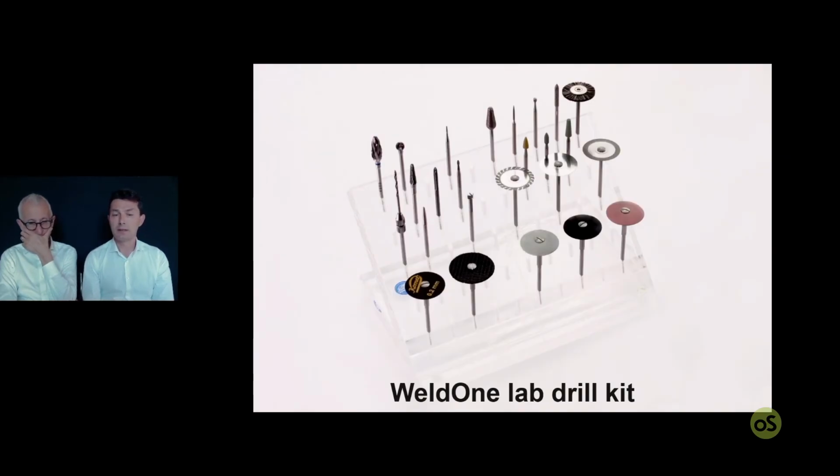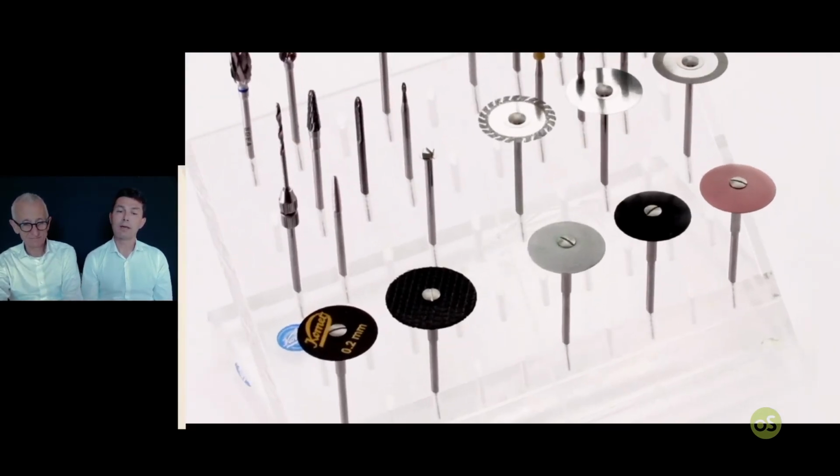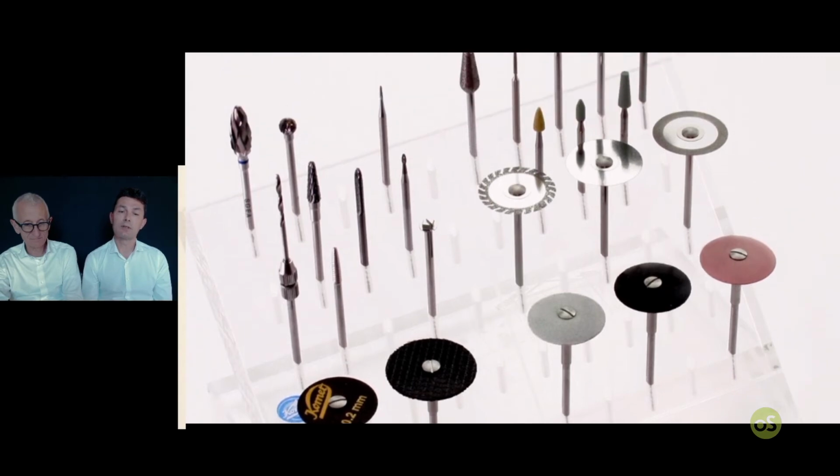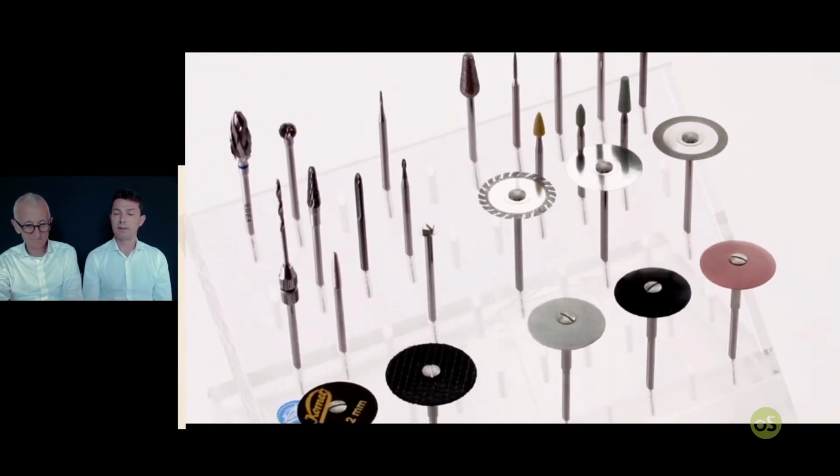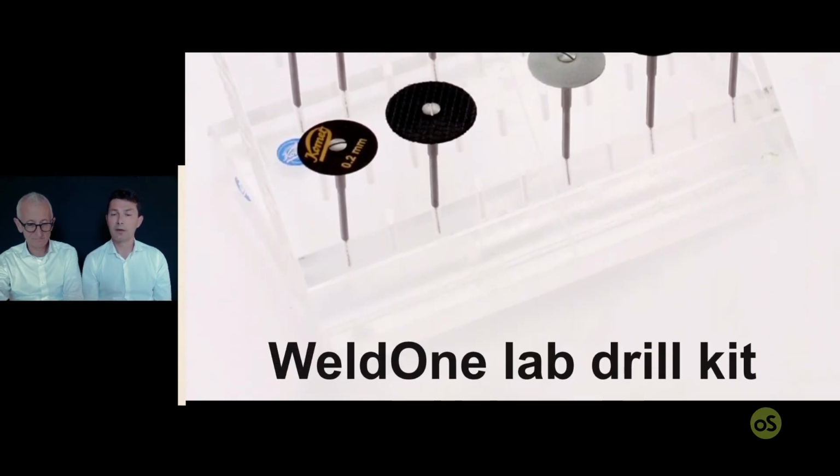And this is the kit, the Weld One Lab drill kit, because in this case you have the bar and the diamond disc to increase the embrasure, some rubber for polish, and one disc for the day of the surgery to cut the titanium stem and wire.